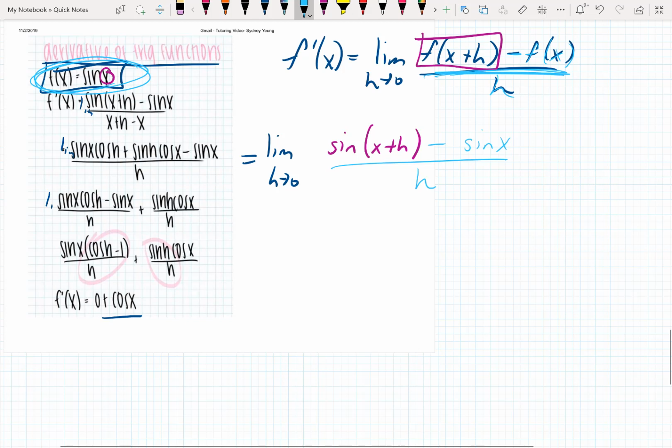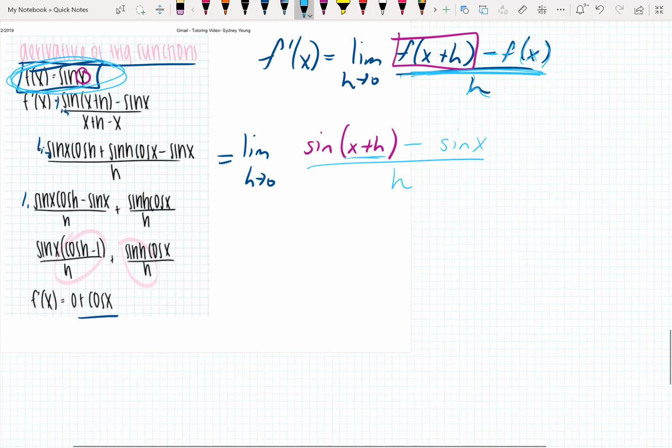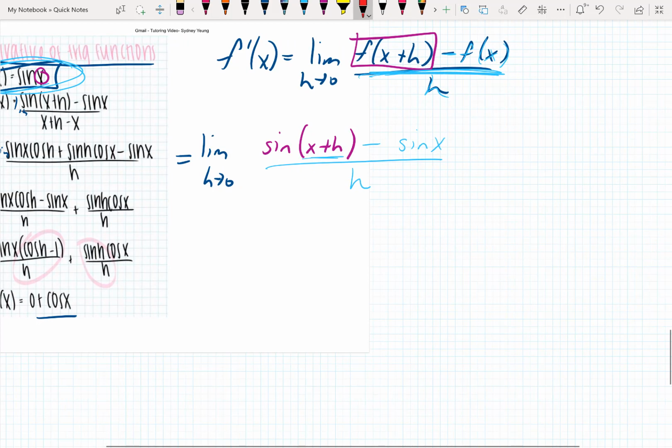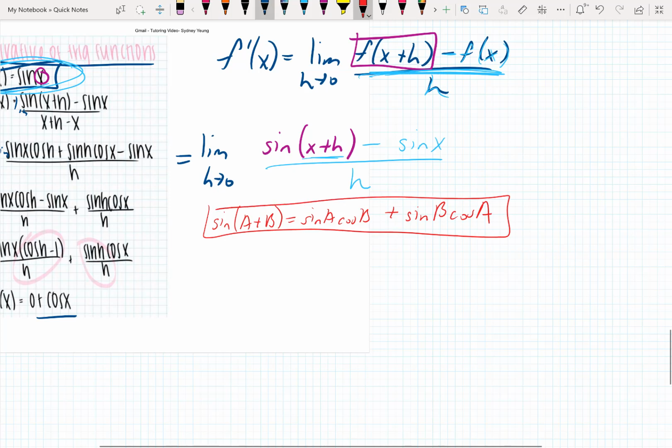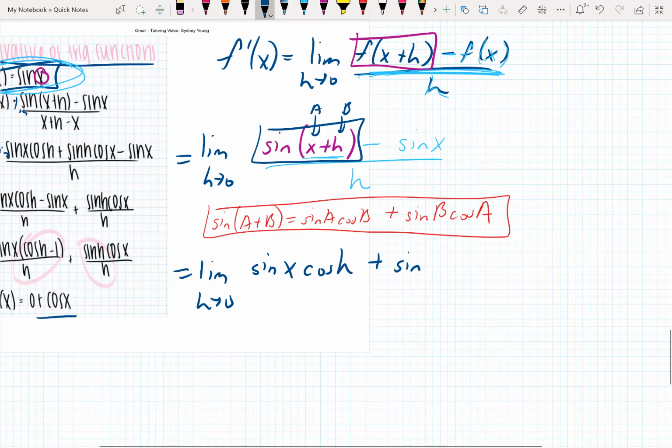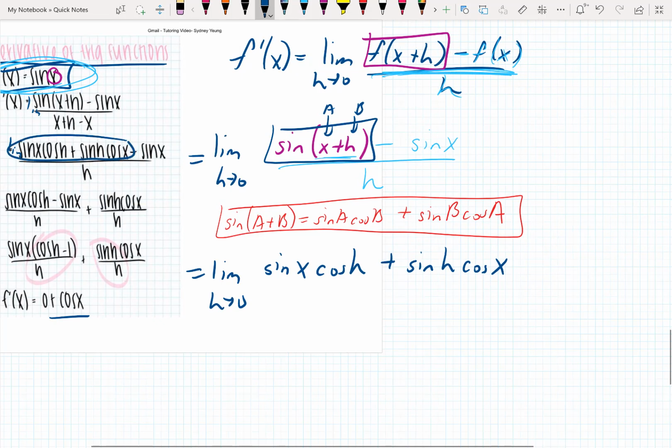And now when we go to solve this, we have the sine of a sum. So all of those trig identities that you learned last year come into play. Remember that the sine of a plus b was the same as the sine of a times the cosine of b plus the sine of b times the cosine of a. So that was your identity. Now we're going to use that identity to rewrite this. The x is like our a and the h is like our b. So sine x cosine h plus sine h cosine x, which is what she's got right there.